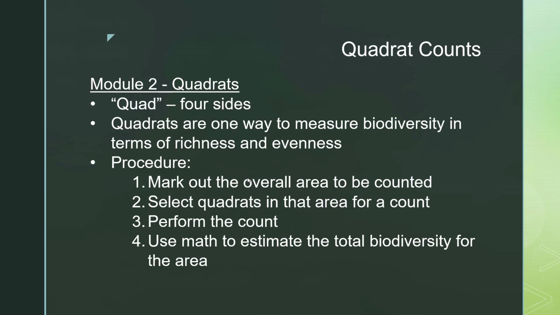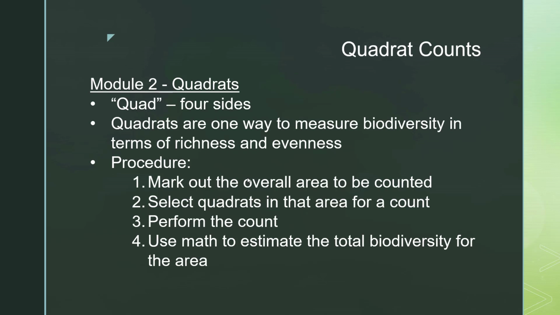So this is where some of you may have stopped. How precisely do we know how many organisms there are in a certain area? Nobody's sitting there and counting every single blade of grass or every single zebra. One method is called quadrat counts. Quad means 4 sides, so a quadrat is a way to measure biodiversity in terms of richness and evenness. The procedure: mark out the overall area to be counted, select quadrats in that area. A quadrat is literally a square, and then you perform the count and then use math to estimate the total biodiversity of the area.